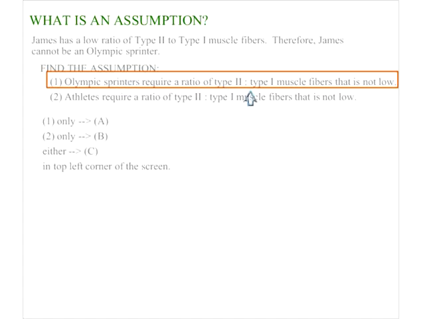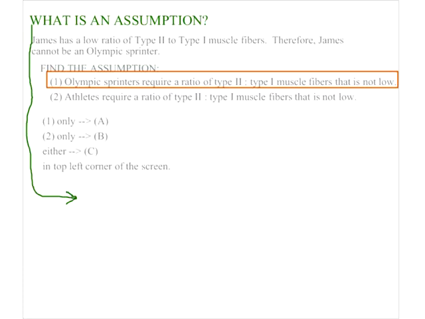The second one is not a correct assumption. So what exactly is an assumption? Now let's go ahead and define what we mean by an assumption, because if you don't understand this, then you have a very low probability of being able to do well on find the assumption questions. So what is an assumption? Well, it's got to satisfy two criteria.